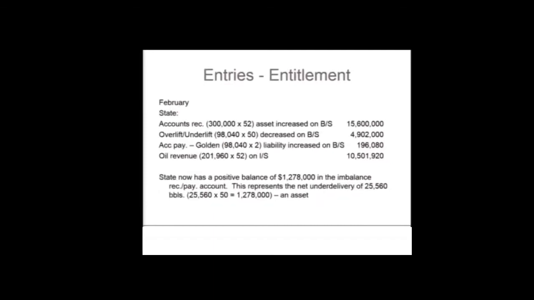So if we go into State, they've kind of, again, got the opposite thing going on. And State took 300,000 barrels in February and sold those barrels to an outsider.